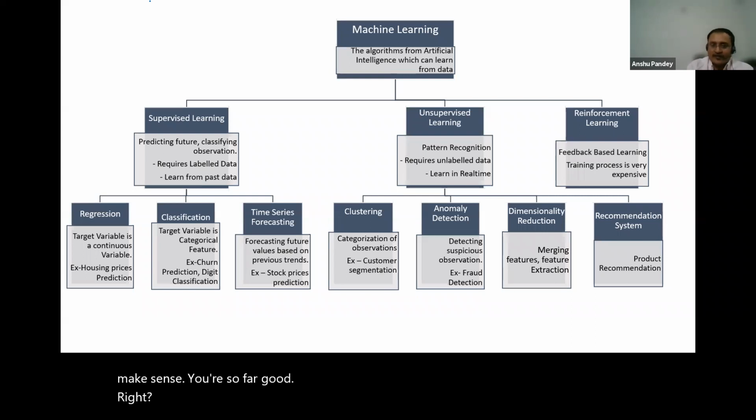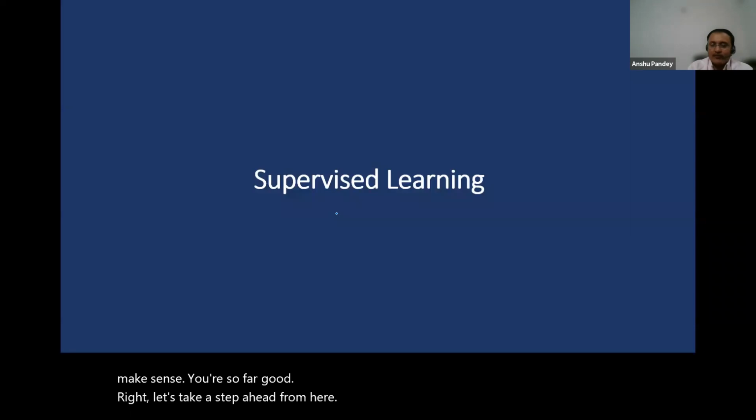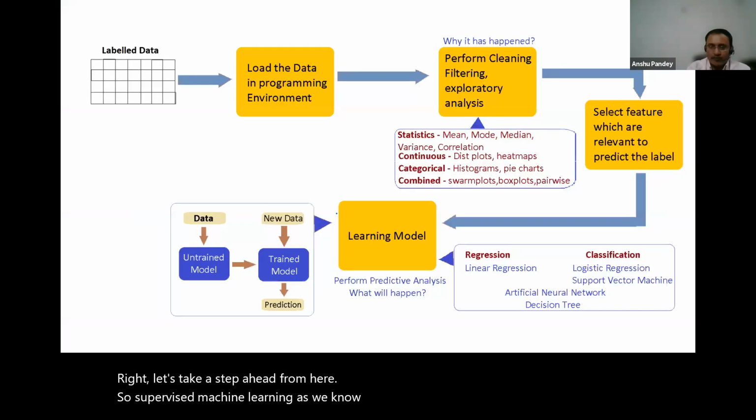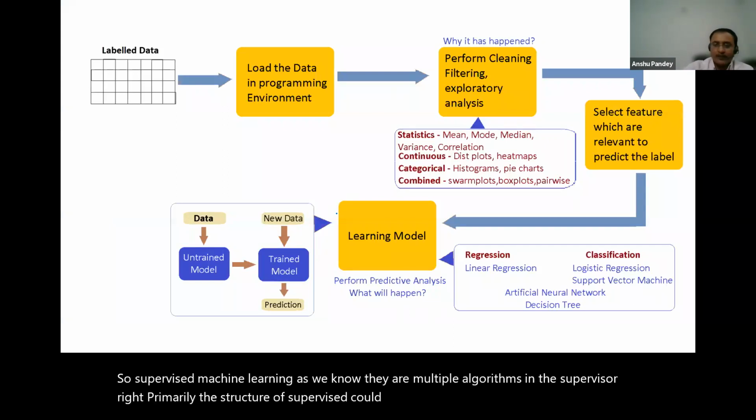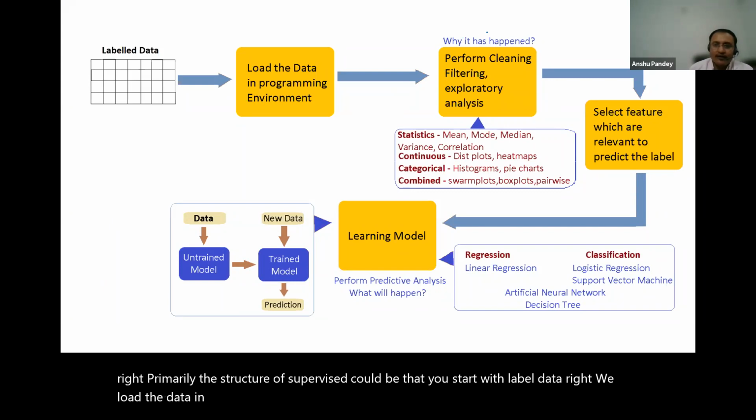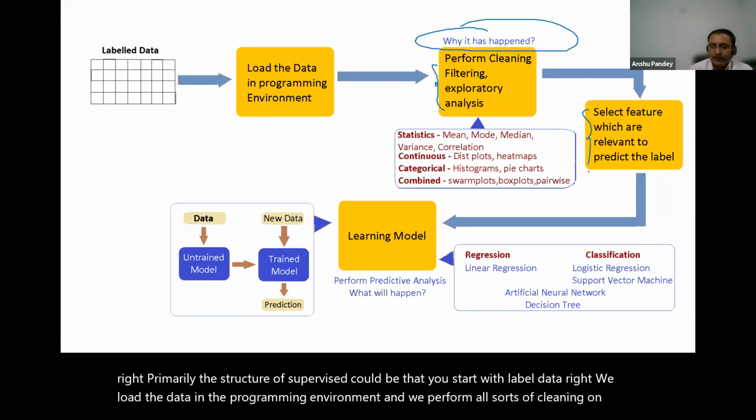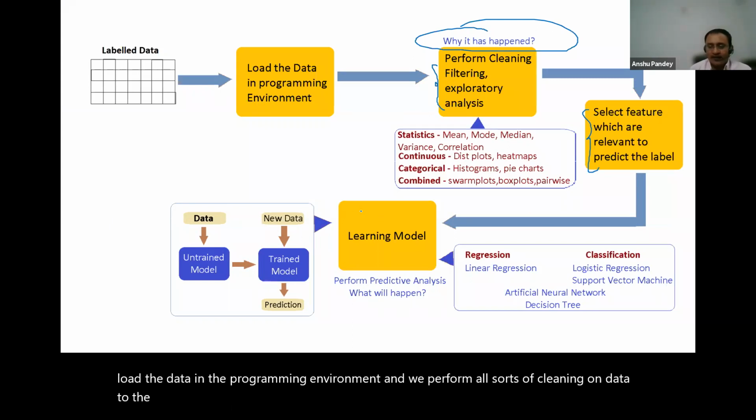Let's take a step ahead from here. So supervised machine learning, as we know, has multiple algorithms. Primarily, the structure of supervised is that you start with labeled data. We load that data in the programming environment, perform all sorts of cleaning on the data, do the feature selection, train the algorithm, and then assess the trained model using a test data set.